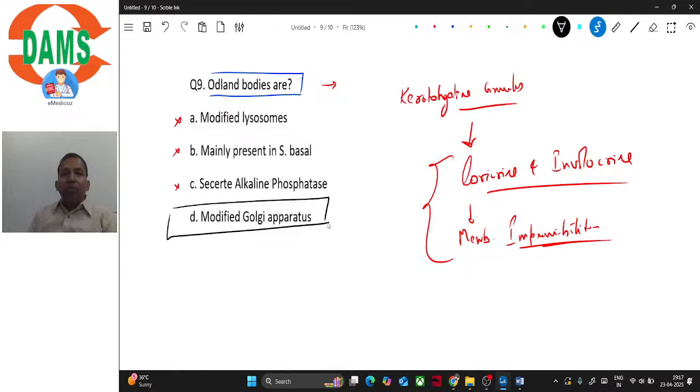So Odland bodies are not modified lysosomes. They are modified Golgi apparatus. Understand it this way: lysosomes have the job of resorption, whereas Odland bodies have the job of secretion. So that is exactly opposite, isn't it?